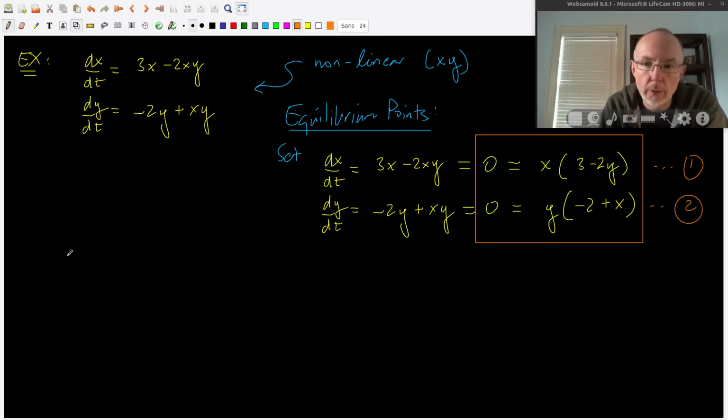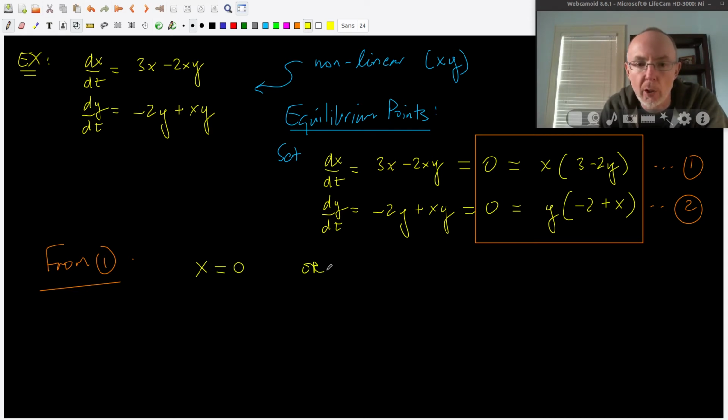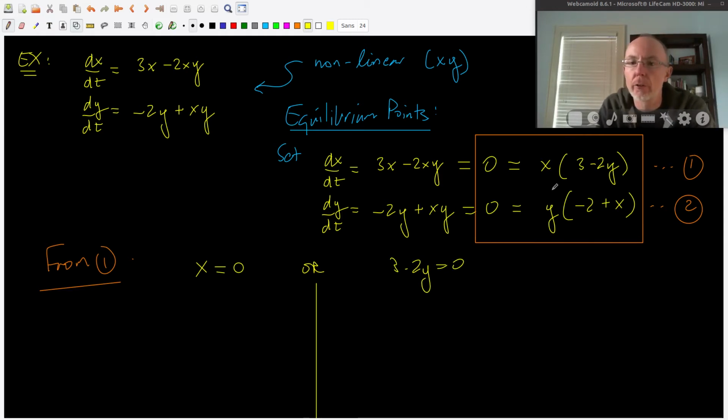The best way to look at it is to look at equation 1, for example. I could do it from 2, but the best way is to look at the options. From that first equation, either x equals 0 or 3 minus 2y is equal to 0. So those are my two ways of solving that first equation. These are multiplied together, and when I multiply them together, I get 0. So either x is 0 or 3 minus 2y is 0.